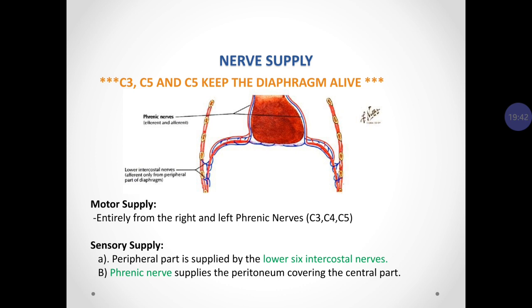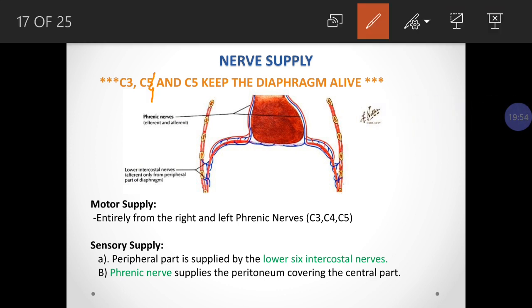For you to understand, there is a mnemonic which you can recall: C3, C4, and C5 keep the diaphragm alive. This means that the diaphragm motor supply is solely dependent on the phrenic nerve, and any damage to the phrenic nerve will lead to the damage of the diaphragm or the paralysis of the diaphragm.